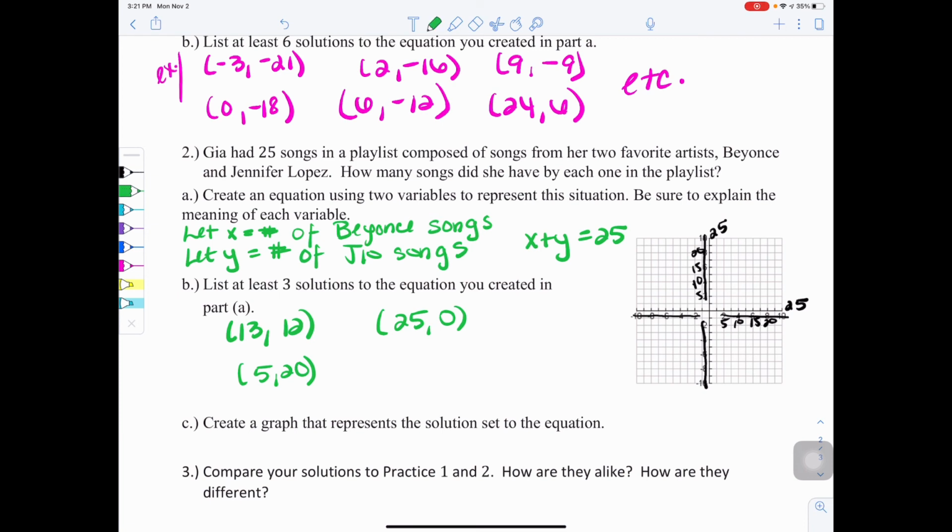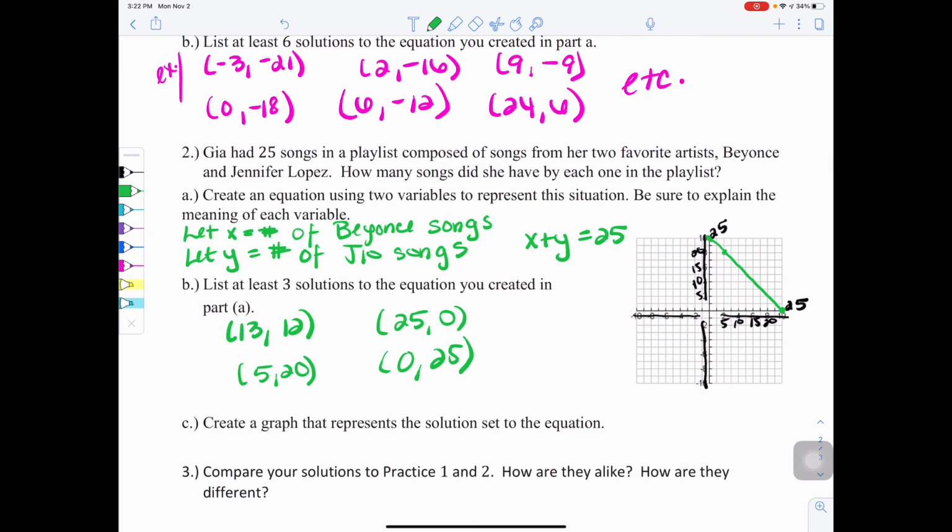So I have 25, 0, which is out here. I also had 5, 20. I had 13, 12, which is a little bit hard to place exactly. But if we have these 2 on mine, I can tell it's going to look like this. And I also know that 0, 25 is a point. Just like you could have 25, 0, you can also have 0, 25, which will help me draw my picture.